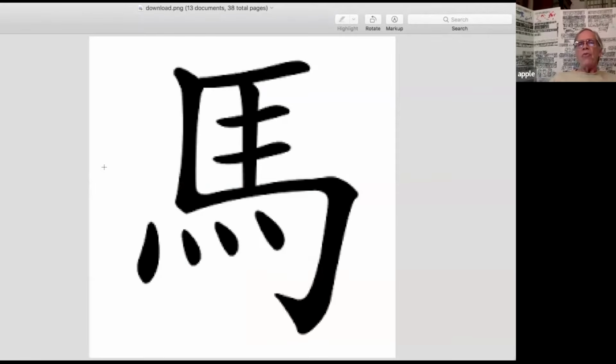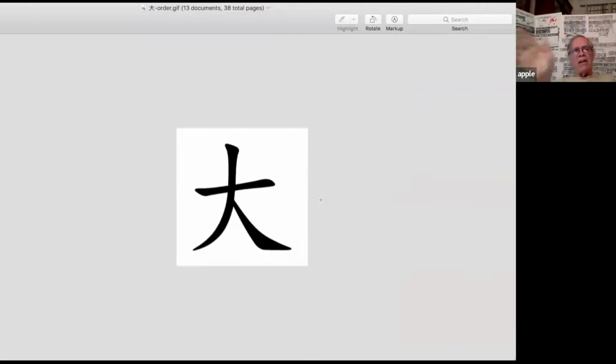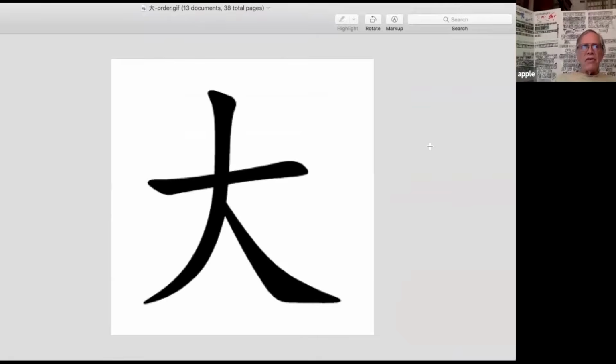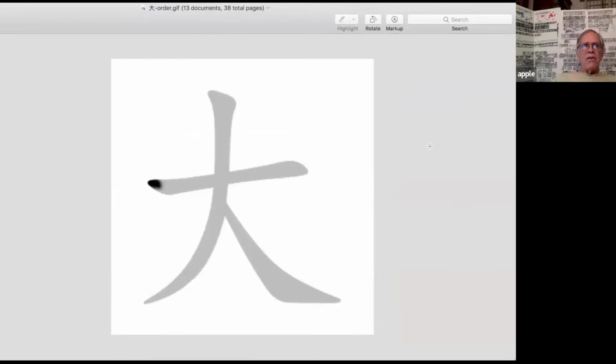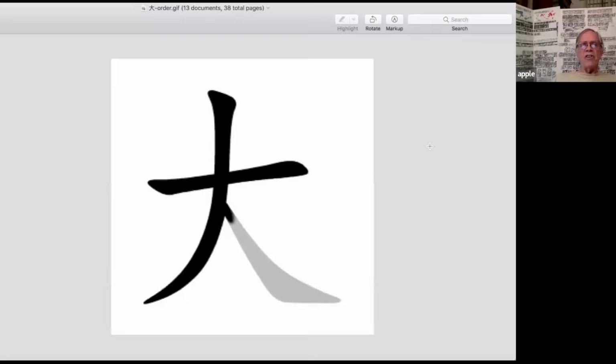In Chinese, this horse became very abstracted by the fact that the brushstrokes changed everything. This is a person with his hands out, like his hands are wide to say big. It is the character for big in Chinese. And this is from an animation that shows how to draw Chinese glyphs. Isn't that cute?